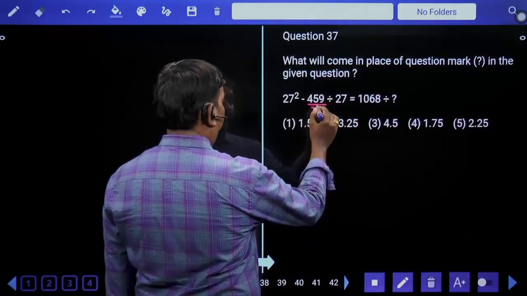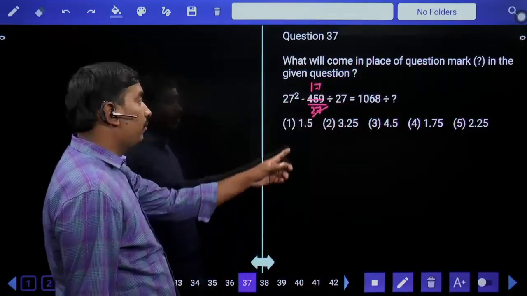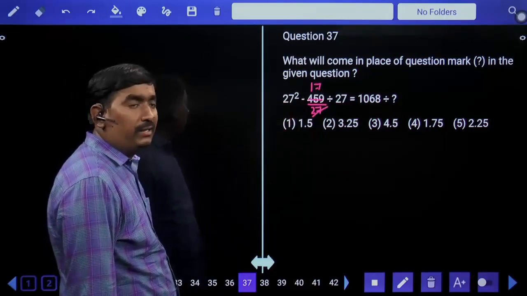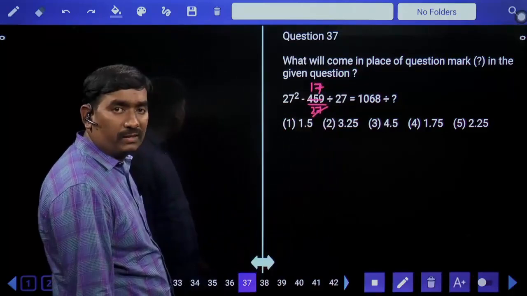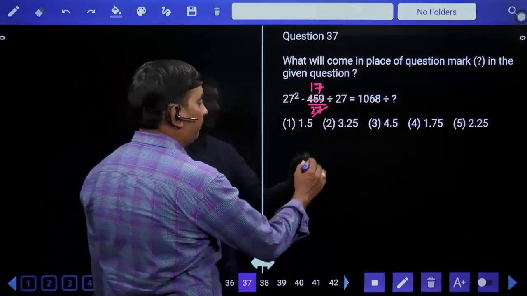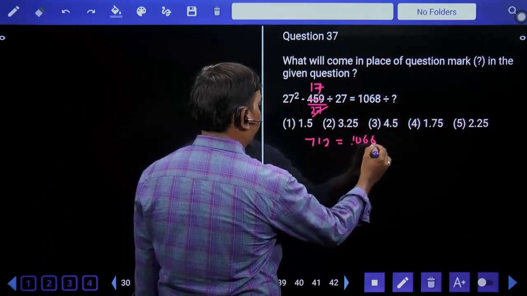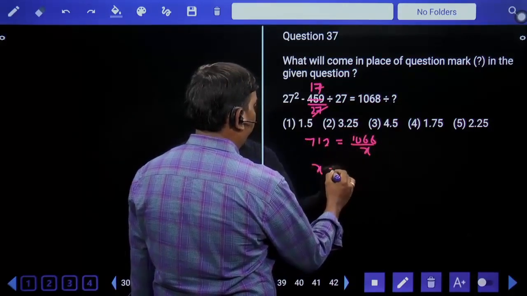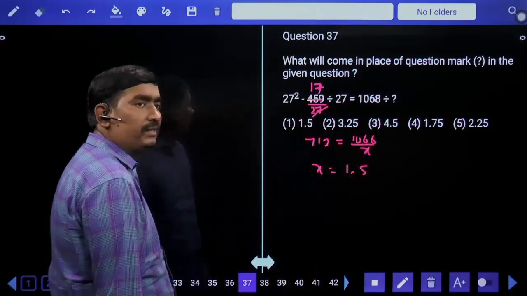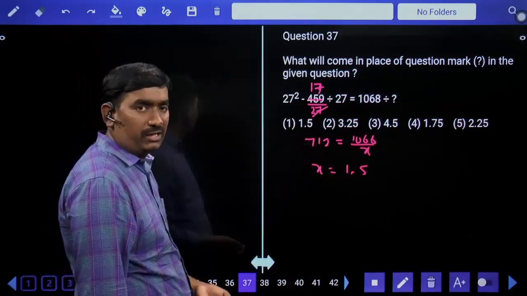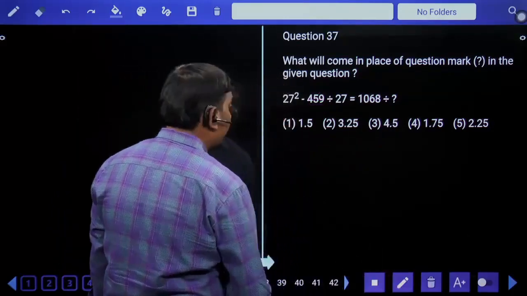459 divided by 27 means 27 17s are 459. 27 square is 729. 729 minus 17 means 712. 712 is equal to 1068 by x. So x is nothing but 1.5. Half of 712 is 356. So 712 plus 356 will give us 1068.